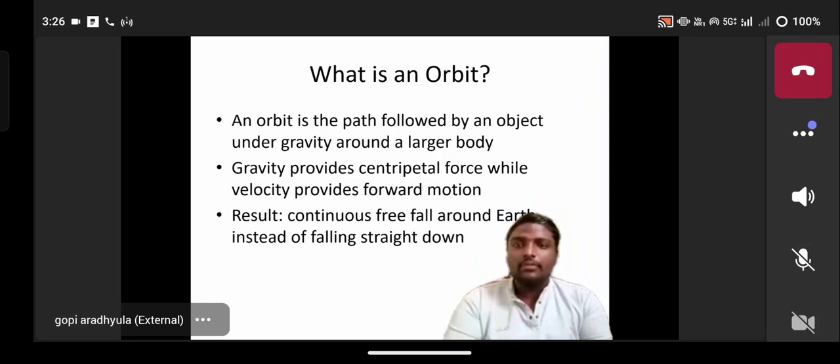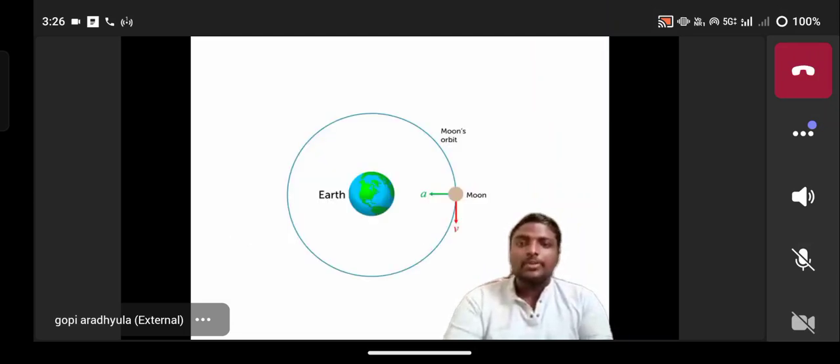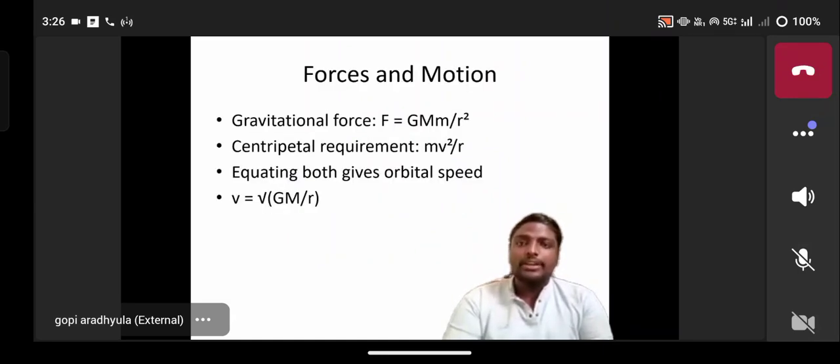Gravity provides the centripetal force, while velocity provides forward motion. The result is continuous free fall around Earth instead of falling straight down. Now I discuss the diagram of the orbits. This is the center of the Earth, and the center part of the line is the Moon, and the Moon's orbit is taken by gravity.